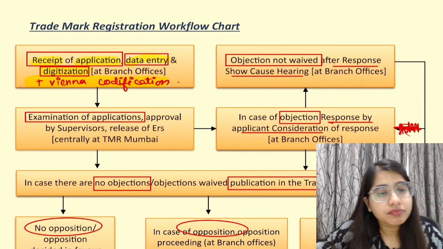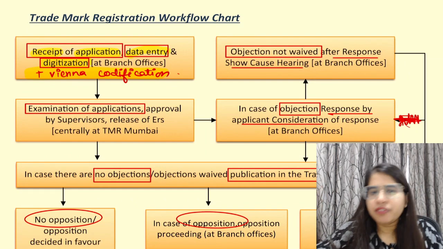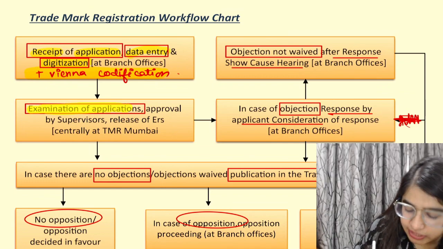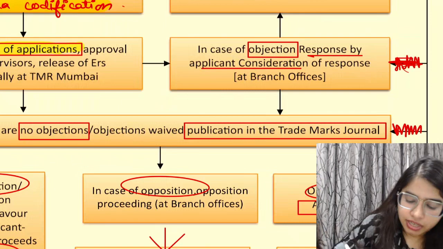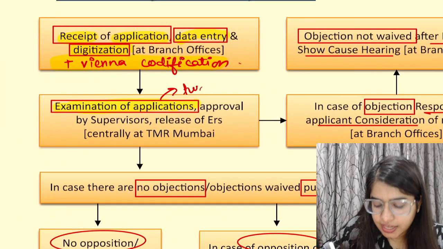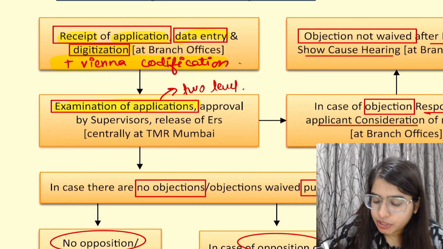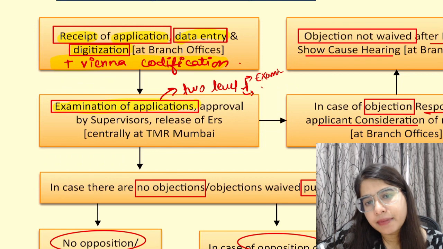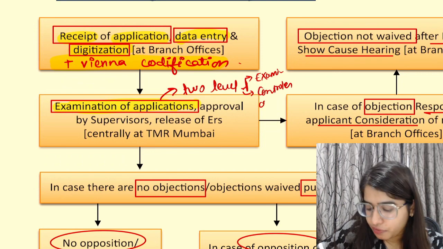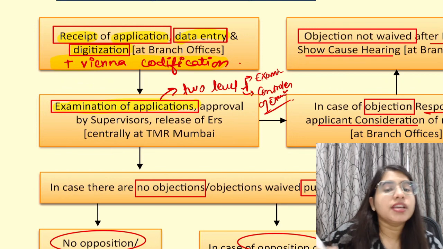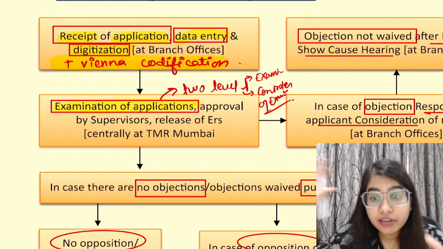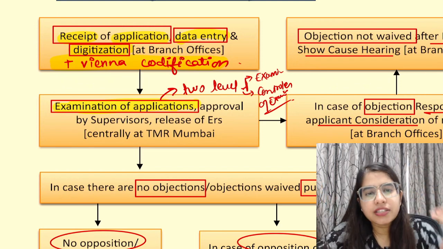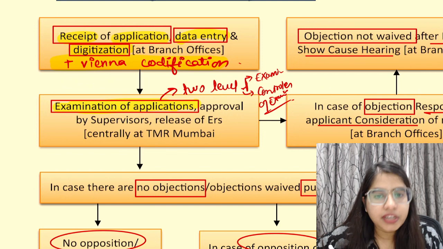And after that, when Vienna codification is done, and preliminarily we are satisfied that no other existing person has a trademark with this name, then we will submit it for examination. This examination is done at two levels. First examination is done by the examiner, and the second examination is done by the controller of examination. In the first examination, in detail, we will check that trademark, we will check that name, and do detailed research. Please understand that the examination of the application is done at two levels.